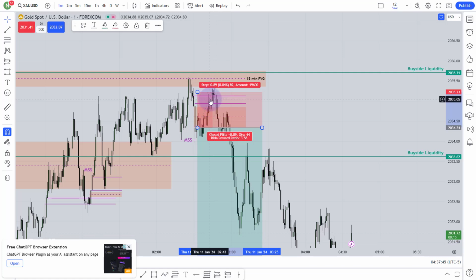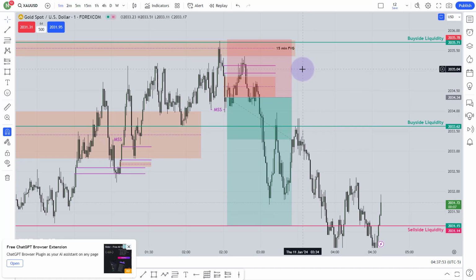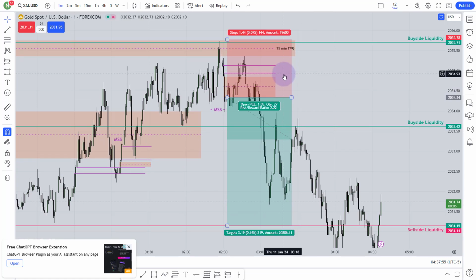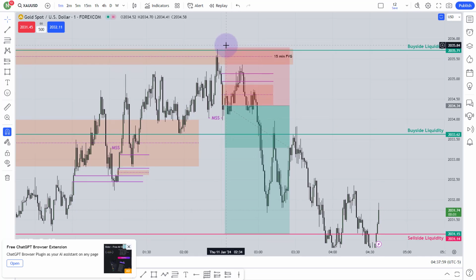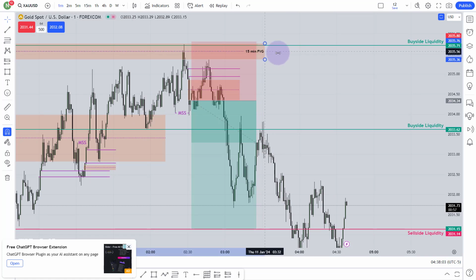I mean, the body will never go above the consequent encroachment of the breakaway gap. So as it is another market, I don't expect the precision from here. So I will put my stop loss to a level where price should never go. Okay, as the 50-minute last fair value gap held the price, I got the setup.